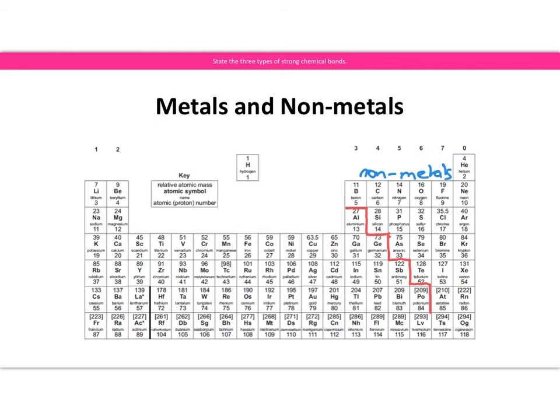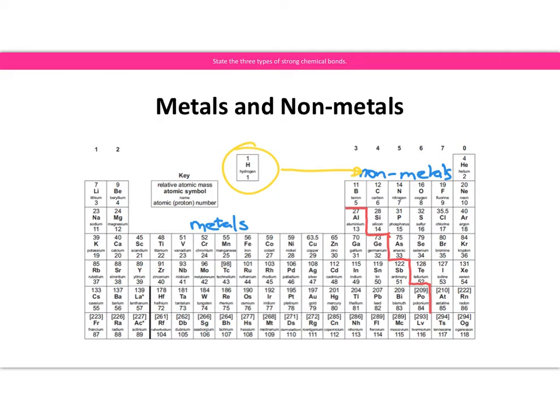And to the left of those steps are the metals. And the one that we just have to be also aware of is hydrogen, and hydrogen is a non-metal as well. So everything to the right of the steps, they're all non-metals, and then we've got to include hydrogen as well.